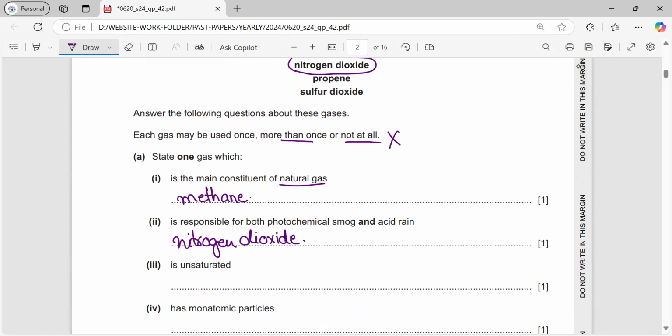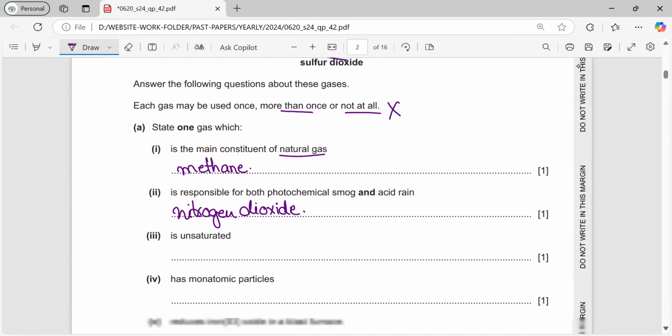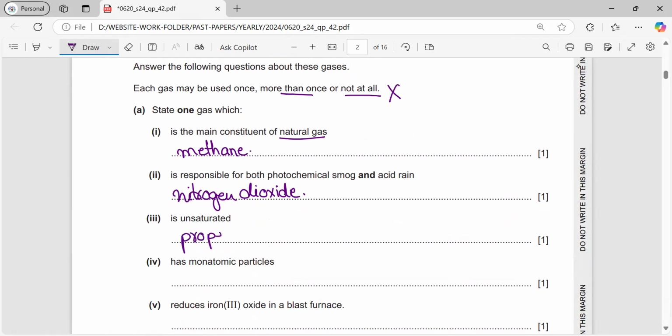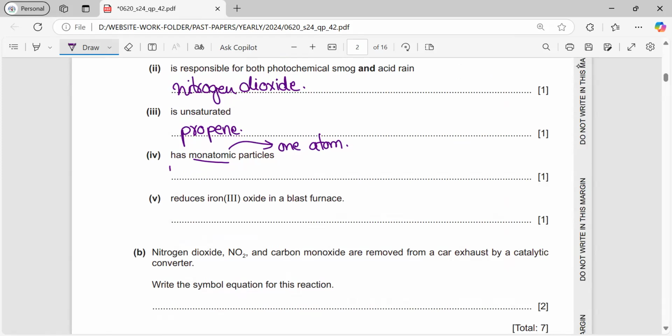Then, which gas is unsaturated? I guess the unsaturated one is propene here, because in propene there is a double bond, which means it's unsaturated. So it's propene. Which gas has monoatomic particles? Monoatomic particles means one atom, like the gas which exists as one atom. And they are the noble gases. So we have helium, a gas which exists as one atom. It is monoatomic.